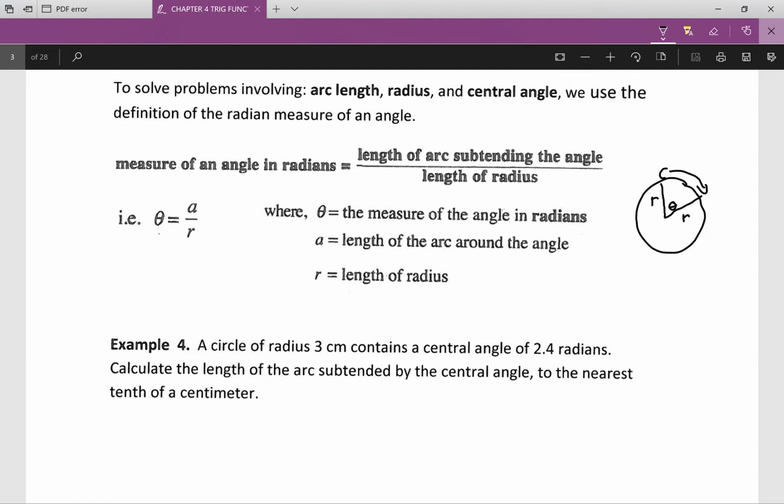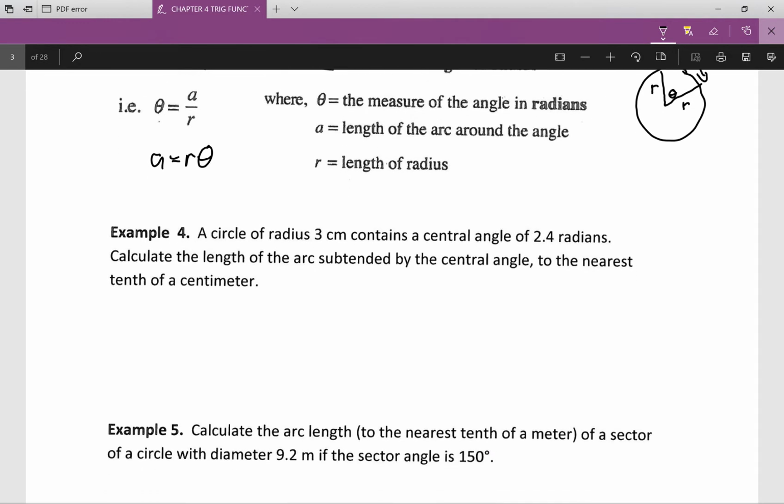Now it's very, very important that when we're talking about arc length, the angle is always in radians. So the arc length formula has to use radians for the measure of the angle. R represents the radius and A represents the arc length. Another equation that you could have is A equals R theta, and I believe that's the way it's given on your formula sheet for Math 30, which I will post for this unit.